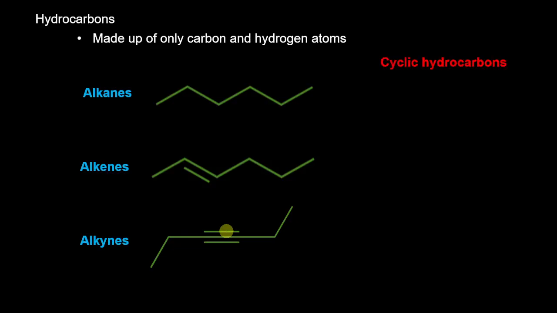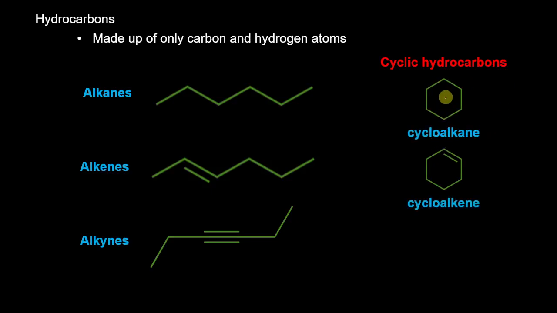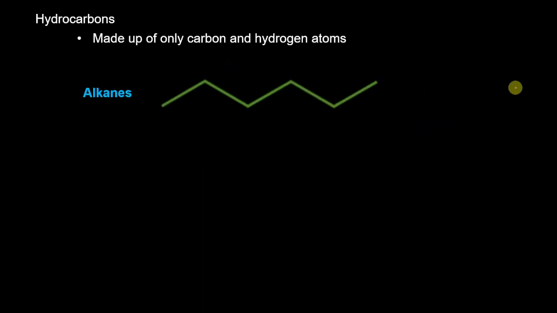Now we also have cyclic hydrocarbons. These are cyclic, so their shape is a ring. Here we have this one, which is a cycloalkane. Again, it's an alkane because all bonds are single bonds. Then we have cycloalkene, with at least one double bond in the compound. So these are cyclic hydrocarbons; their shape is a ring. Then these others are acyclic hydrocarbons, so they are not in a ring shape.